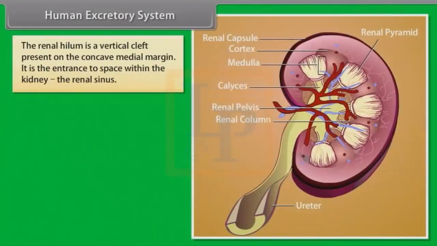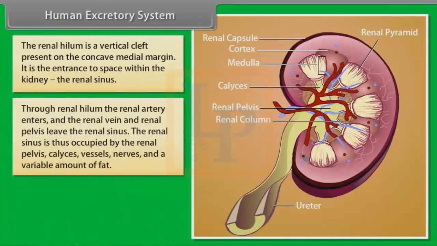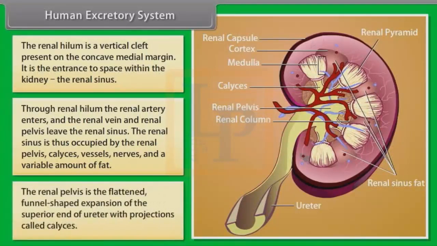The renal hilum is a vertical cleft present on the concave medial margin. It is the entrance to the space within the kidney, the renal sinus. Through the renal hilum, the renal artery enters and the renal vein and renal pelvis leave the renal sinus. The renal sinus is thus occupied by the renal pelvis, calyces, vessels, nerves and a variable amount of fat. The renal pelvis is the flattened funnel-shaped expansion of the superior end of the ureter with projections called calyces.